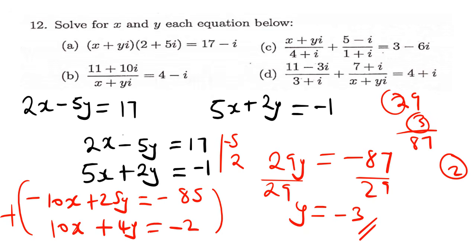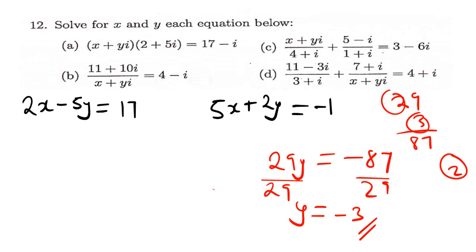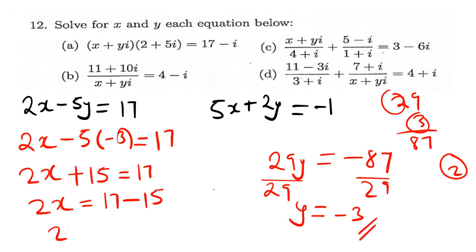Then in any of the equations, you just substitute what y is. We can even use the first one. We've got 2x minus 5y, and y we're saying is negative 3, is equal to 17. So in this case, we've got 2x plus 15 is equal to 17. That is 2x is equal to 17 minus 15, which gives me 2. Then I divide by 2 on both sides. x will just be equal to 1.